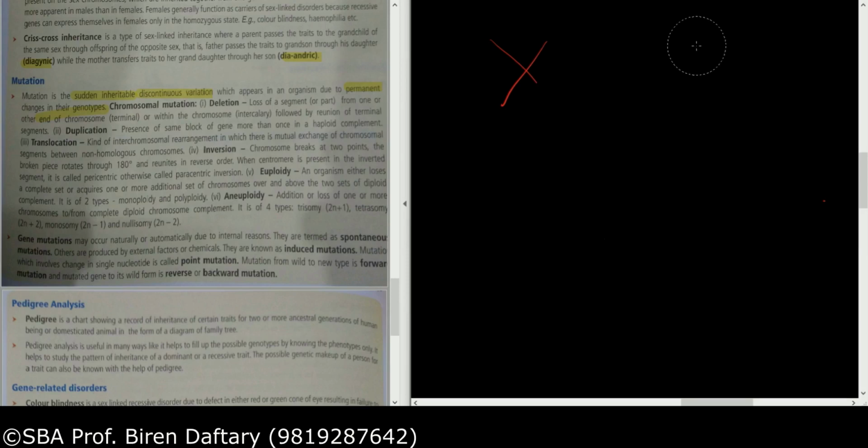This is called deletion. So some of the nucleotides are lost over here. Okay, second example is duplication.